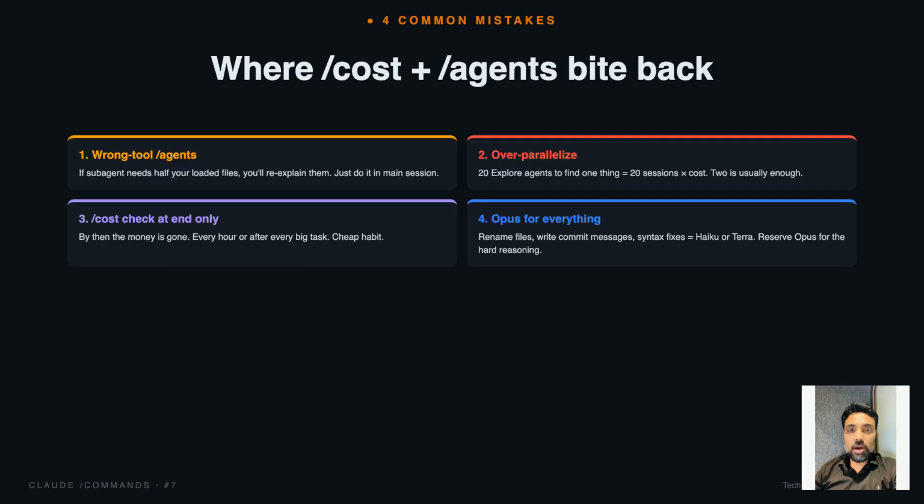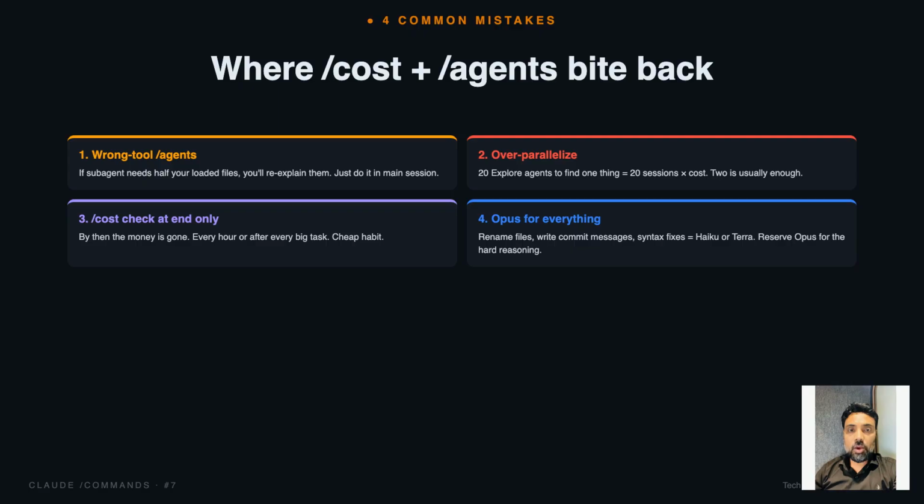Mistake 2, spawning too many subagents in parallel. Every subagent is a separate Claude session with its own cost. 20 parallel explore agents to find one thing is expensive and slow. 2 is usually enough. Mistake 3, ignoring /cost until end of session.